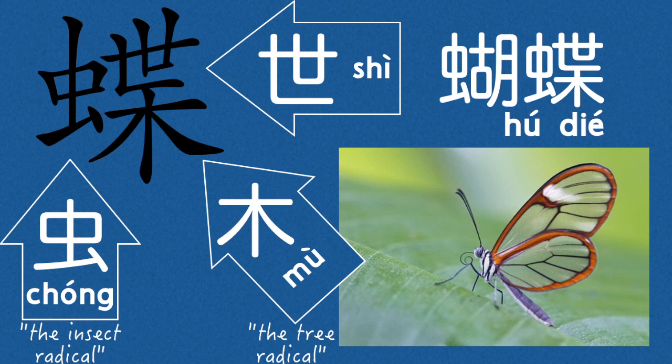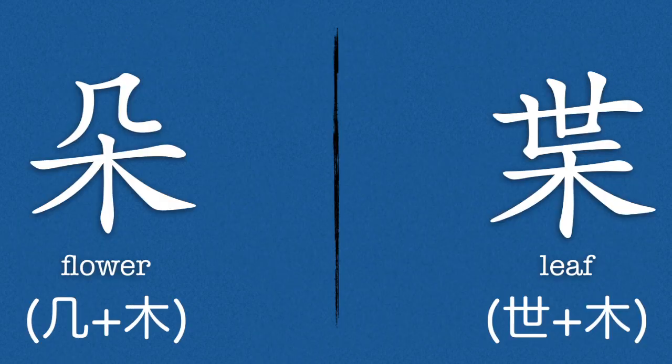I can almost guarantee that your teacher or textbook told you that no, this was just phonetic, or said that it was a totally arbitrary symbol used to mean butterfly. Here, on the left side of the screen, you can see a character that means flower, and if you recognize the tree radical, you can see that it's a tree with an extra symbol added at the top.